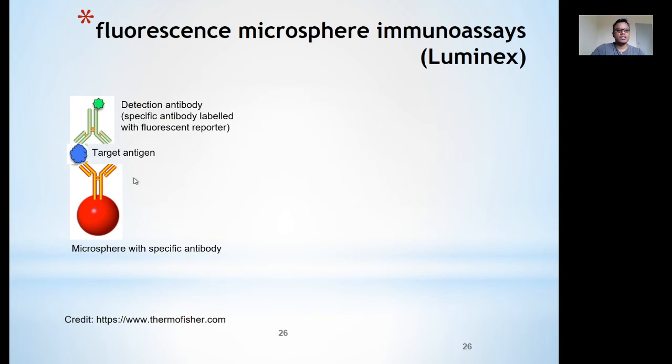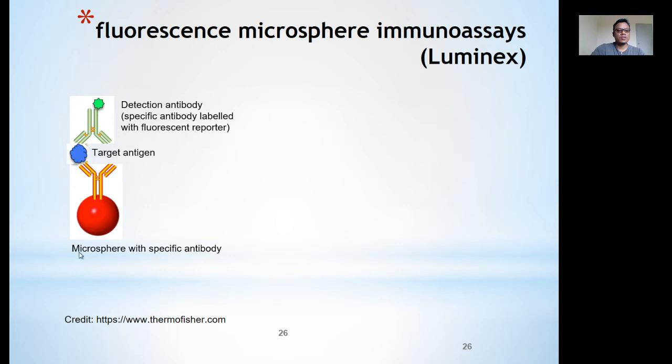As for signal, we will detect the signal by putting a second antibody. So this is the detection antibody. The detection antibody can be labeled with anything. For example, here we put a fluorescent reporter as the label. So this fluorophore or fluorescent reporter can be detected later by using the Luminex analyzer.